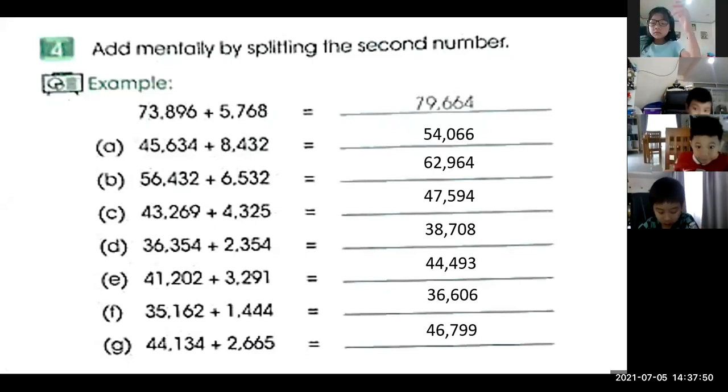Thank you so much. Very good. So on Thursday, we will be learning about subtracting numbers, or subtracting mentally by splitting the second number.